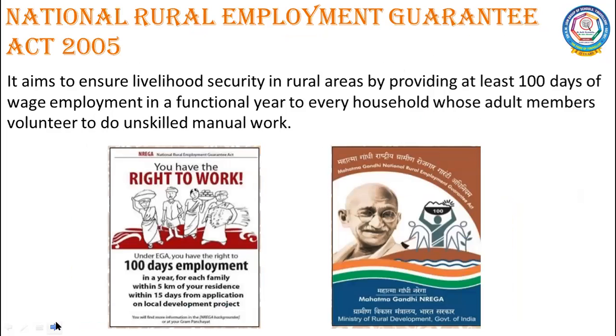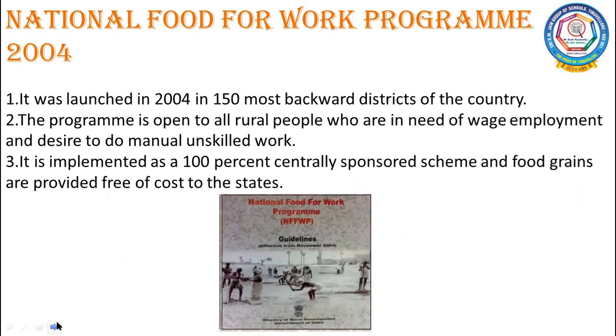This is the first anti-poverty measure I told you about, which you call the 100 days work. Even if that person did not get a job, this scheme has to give them 100 days of salary, children. And of course, the National Food for Work Program was launched in 2004 in 150 most backward districts of the country. The program is open to all rural people who are in need of wage employment and desire to do manual unskilled work. It is implemented as a 100% sponsored scheme, and food grains are provided free of cost to the state. Absolutely awesome, children.